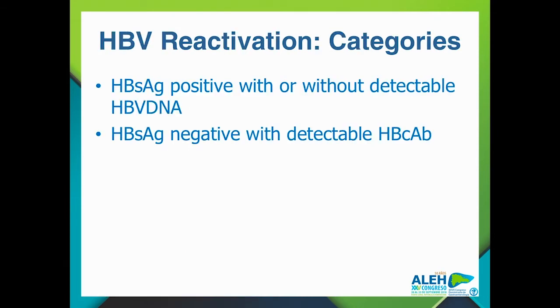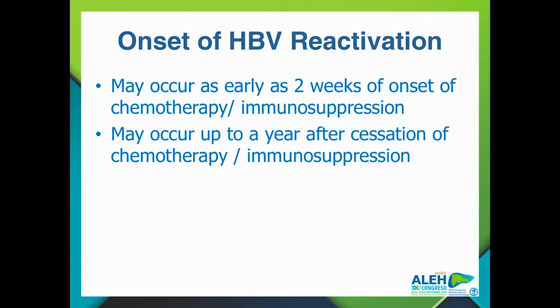We can divide hepatitis B reactivation patient groups into two: those that are hepatitis B surface antigen positive with or without HBV DNA, and those who are hepatitis B surface antigen negative but have an isolated detectable hepatitis B core antibody. And since it's really quite common to see folks that have all markers negative other than a positive hepatitis B core antibody, that's a group that we need to actually look for. When does hepatitis B reactivation occur?